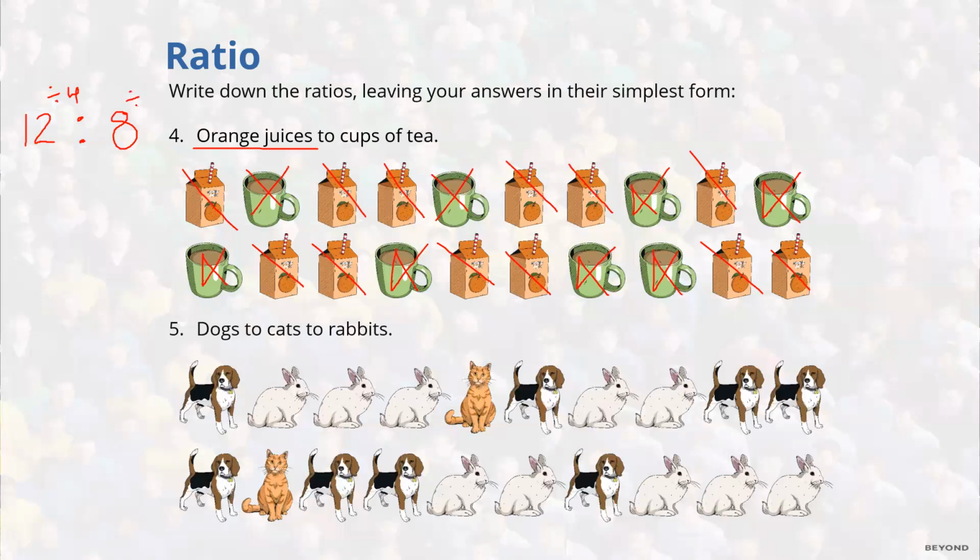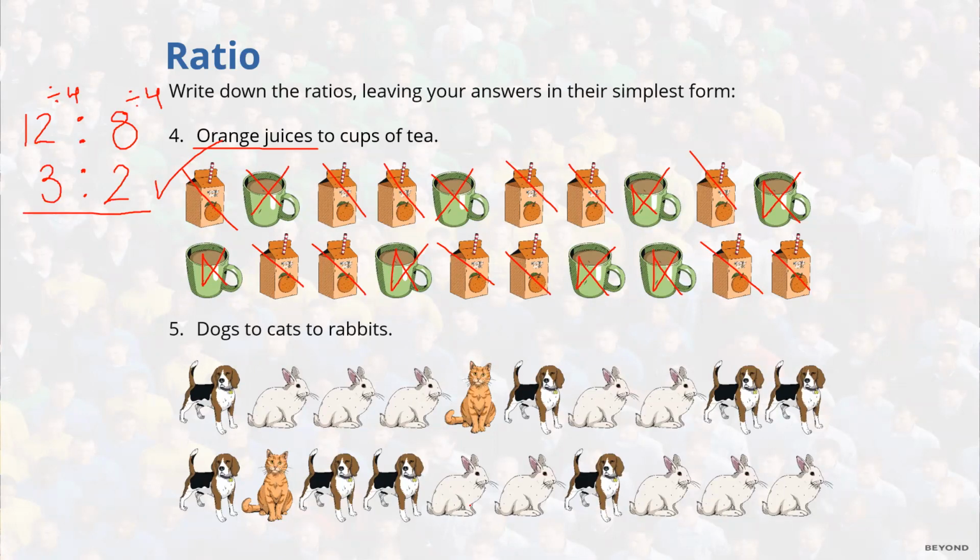4 could go into 12 3 times. That's correct. So 12 divided by 4 is 3. And 8 divided by 4 is what? 2. Is this in simplest form? Yes, sir. Yes, that's correct. It's in simplest form.